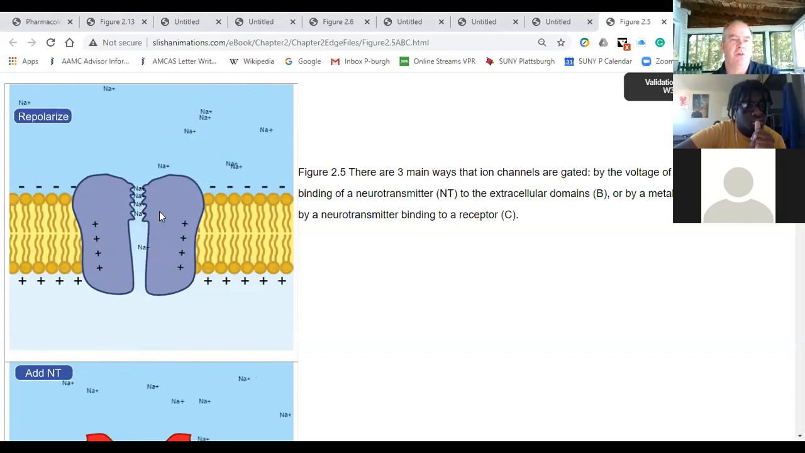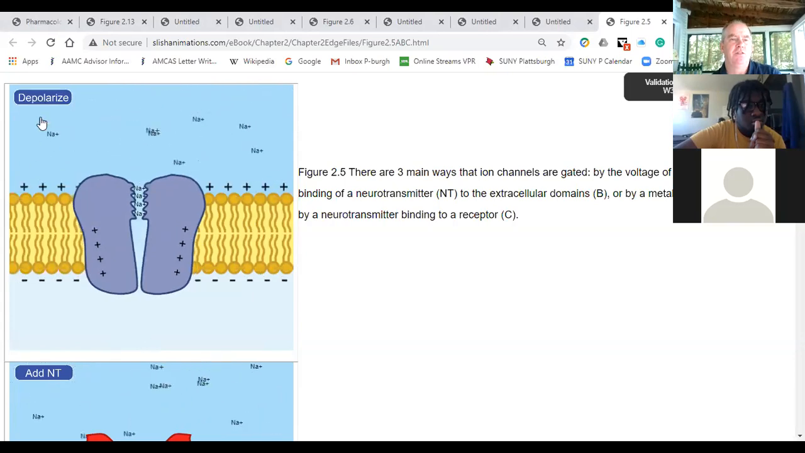Notice how there's always sodium here. One comes in and knocks the other ones down. So you've always got sodium bound to that pore, which is your selectivity. When the cell then repolarizes, it'll go back to its original state.